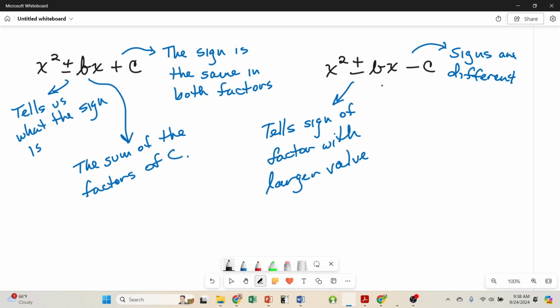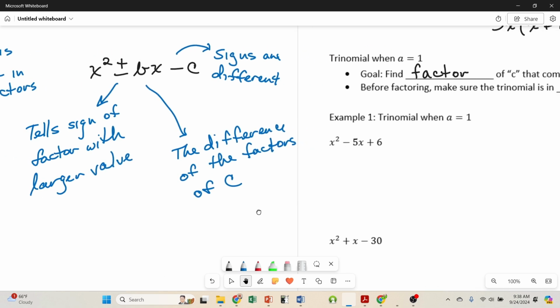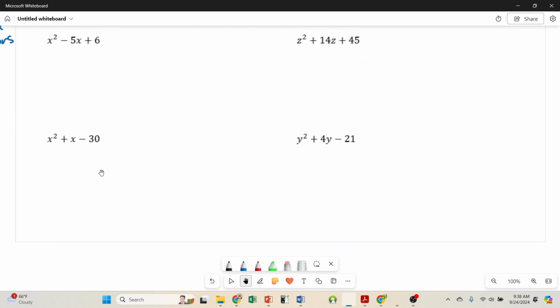Alright, and this value here is the difference, right? We subtract the factors of C. Okay, so now we come over here and we'll take a look at these. We'll try some of these and we'll see in practice how this works.